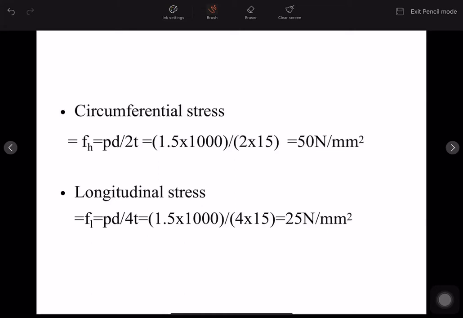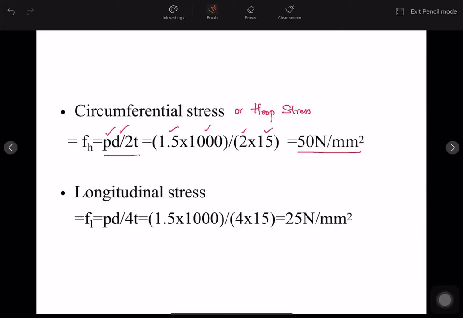So we are familiar with this equation, circumferential stress or hoop stress, which is equal to PD by 2T. P is 1.5 and D is 1000, 2 times T, which gives us a value of 50 Newton per mm square.